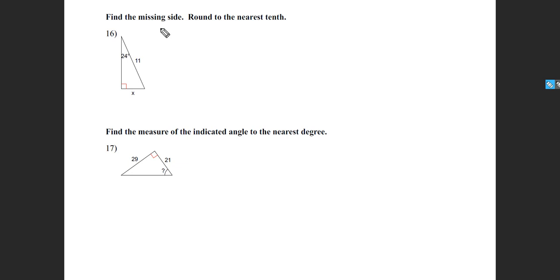So if we take a look at 16, we're given an angle, we're given a side length, and we've got to find this other side length. So we have to figure out which trigonometric ratio do we use, based on these two sides. With respect to this 24 degree angle, x is the opposite side, and 11 is the hypotenuse. So that's O and H. If we scan through SOHCAHTOA, O and H refers to sine. So we got to use sine.